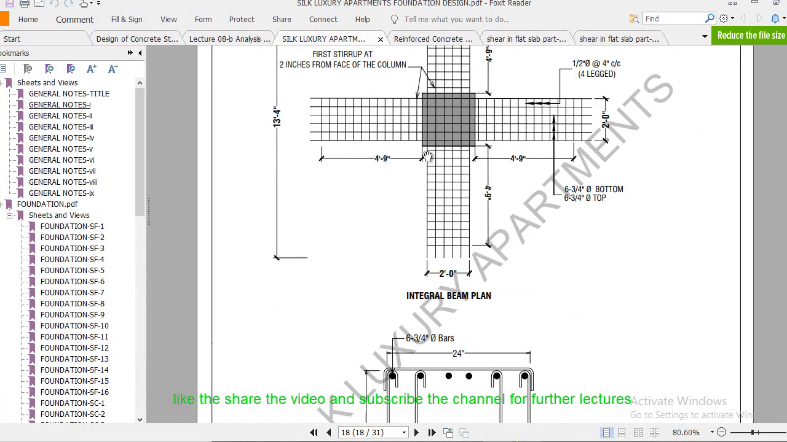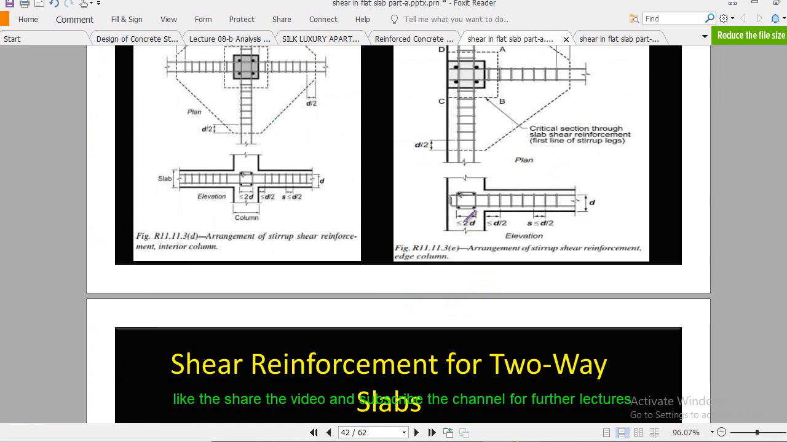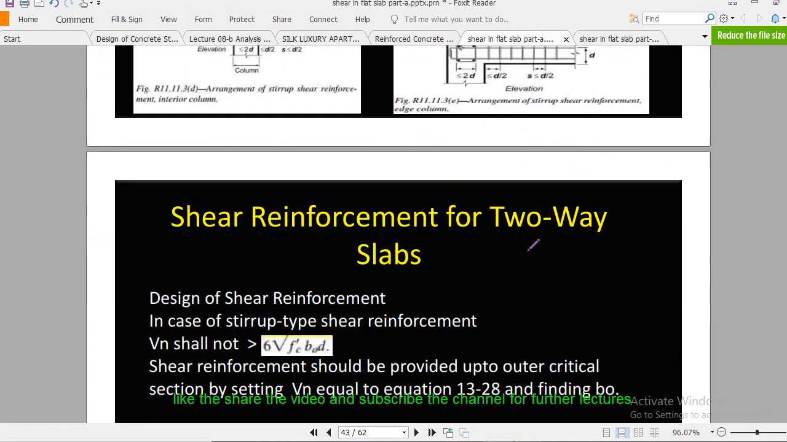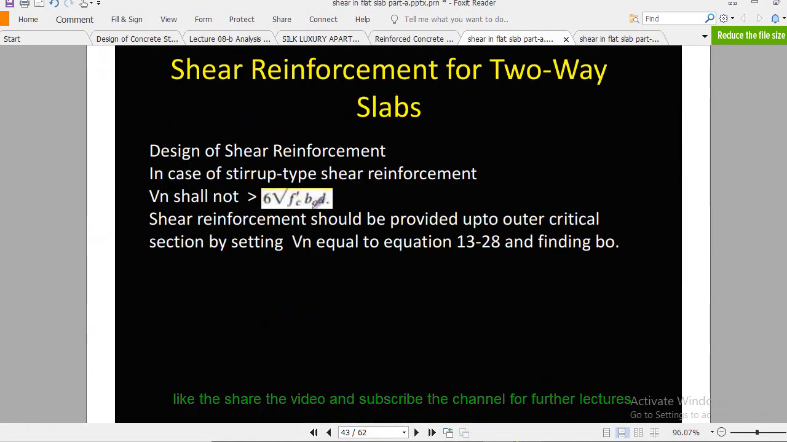You see these horizontal bars which are provided in the integral beam. You see this one, this one, this one. The inner to inner distance should fulfill this criteria: it should be less than or equal to 2d. Okay, this is important. And spacing should be less than or equal to d by 2. Now, this is very important, that your Vn should be greater than 6 times root Fc prime into beta naught.